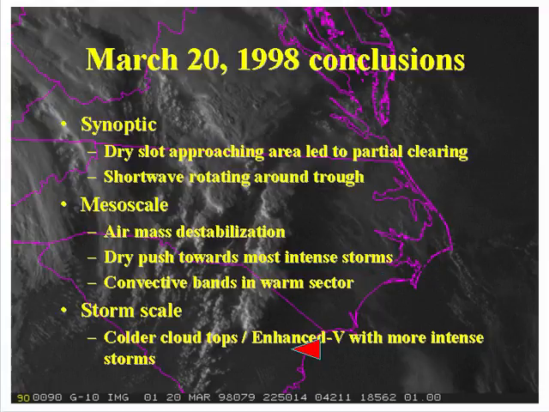On the storm scale, we saw some colder cloud tops and an enhanced V with some of the more intense storms. And the main point there is that you can use RSO data to get an additional piece of information about the storm, especially when the storm is pretty far from the radar and you're looking just for an additional clue about that storm.